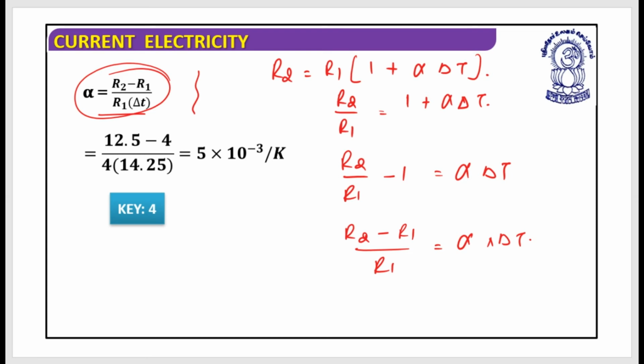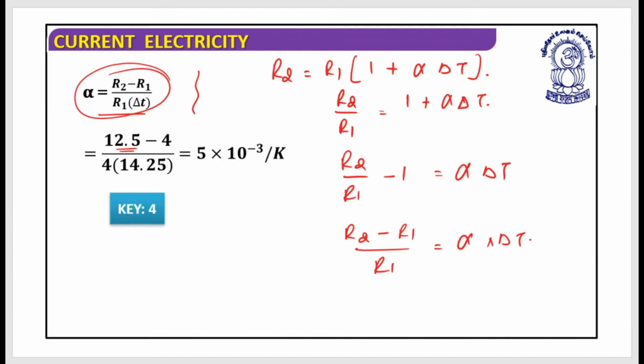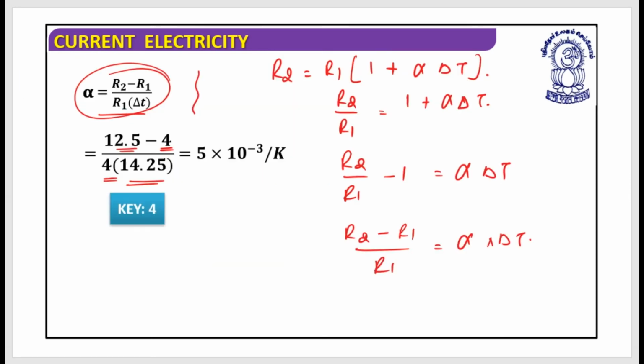So now the resistance is 12.5 ohm. At 0 degrees Celsius it is 4, so divided by 4 into bracket delta T, the temperature variation. The temperature variation is given, and that can be written as 425. And if I solve this, I can have the value of alpha. Do you understand the concept behind this?